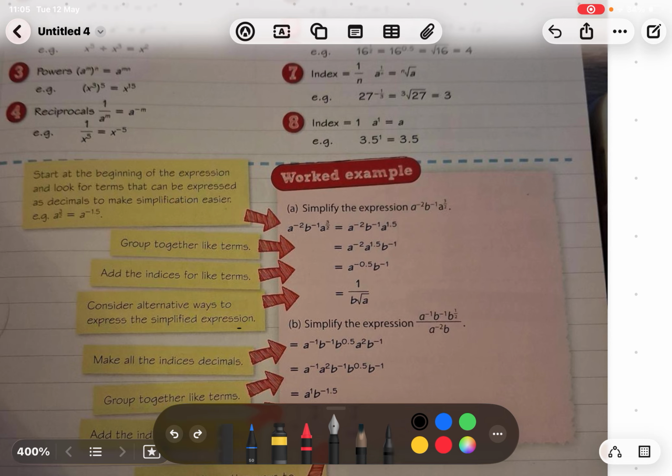Oh, let me just get this thing on. Oh, please don't fall. Okay. Oh, wow. Yep.